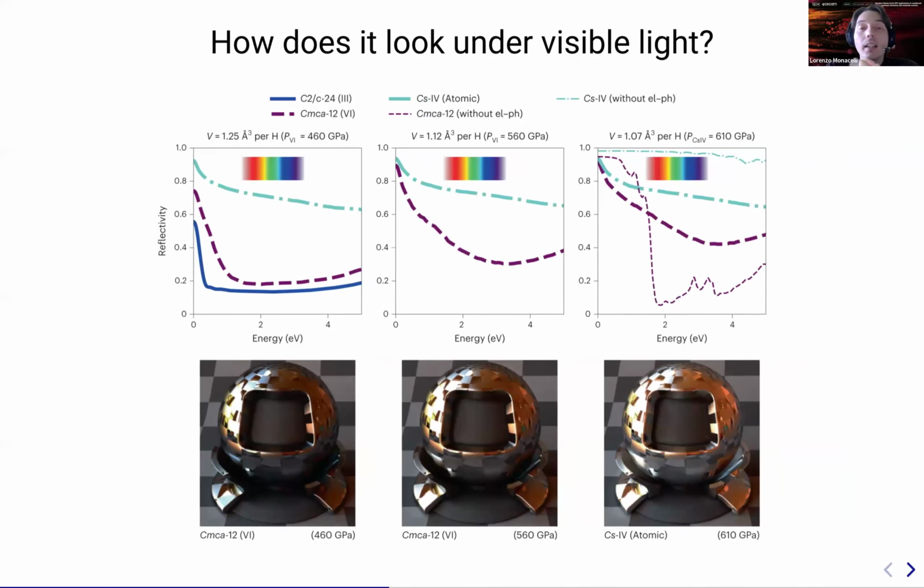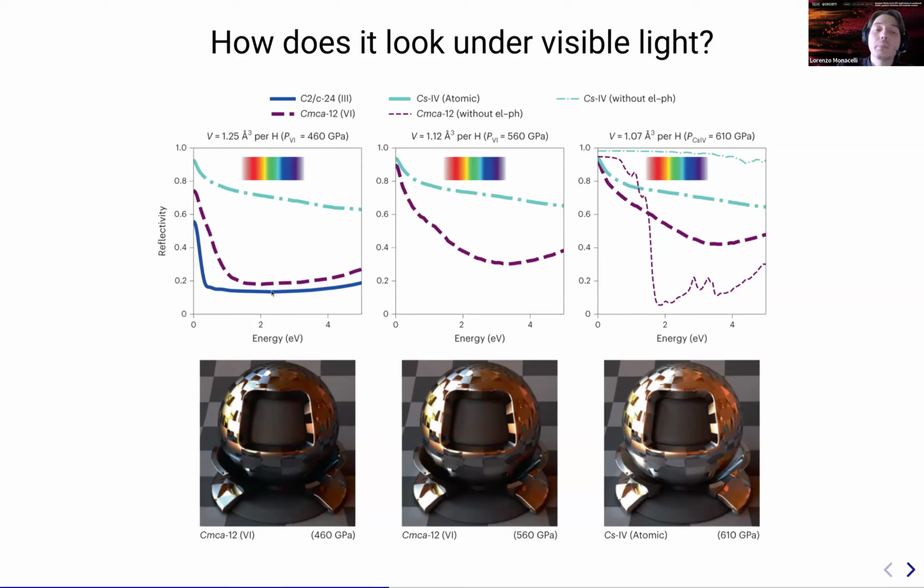And so last but not least, we were also able to simulate how the sample should look under visible light, which is the other observable that we have. And as you can see, we can explain the reason why we were not able to see the phase 6 transition from visible light only. The reason is that under visible light, so here you see the spectrum of visible light, the reflectivity of phase 3 and phase 6 is very similar.